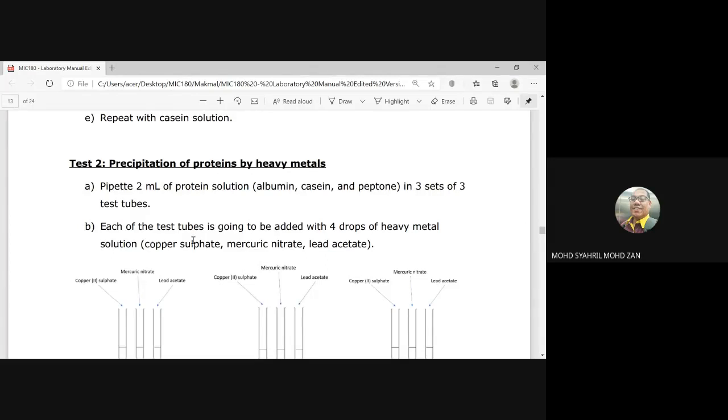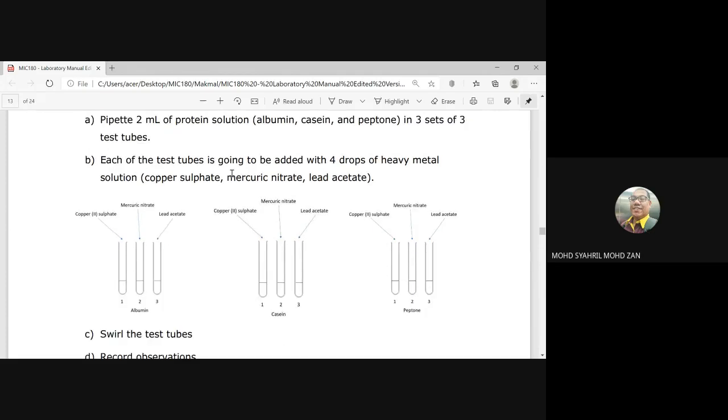Heavy metals, for example, are copper sulfate, mercuric nitrate, or lead acetate. Lead's other name is plumbum. Pipette 2 ml of protein solutions, albumin, casein, and peptone, in 3 sets of 3 test tubes. Each test tube is going to be added with 4 drops of heavy metal solution, which is copper sulfate, mercury nitrate, and lead acetate.